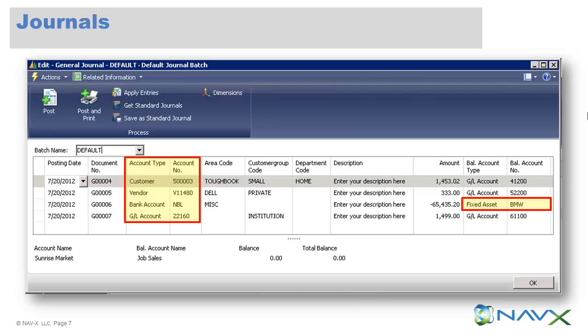So that third line down, the bank account NBL, is a credit entry into the bank account for $65,000 because we bought ourselves a BMW. Directly into fixed assets. This is a lot of power at your fingertips to streamline your work.